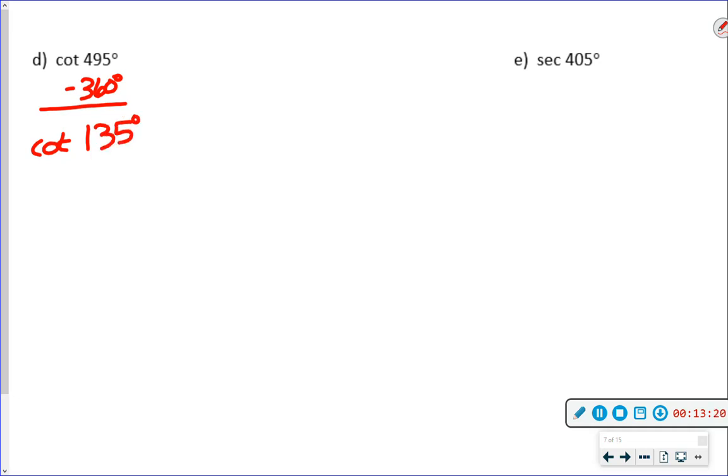I'd much rather draw that. If you mark out 495, you'll get the same answer. You just have to go around a full circle plus some more. Why do all that work, right? So let's draw 135. And we're going to do cotan. We haven't done cotan yet.